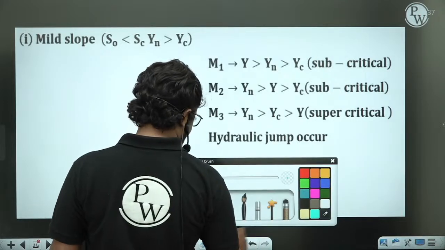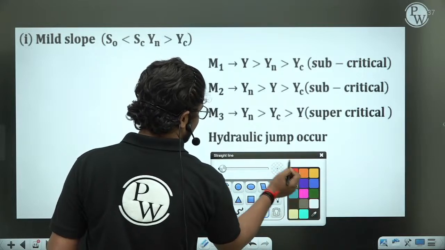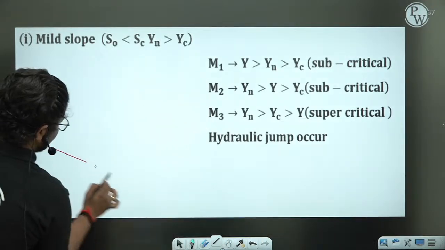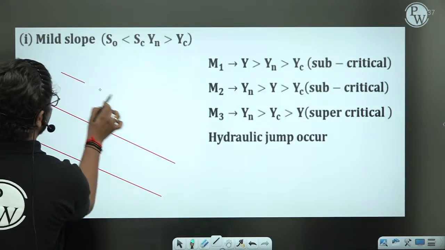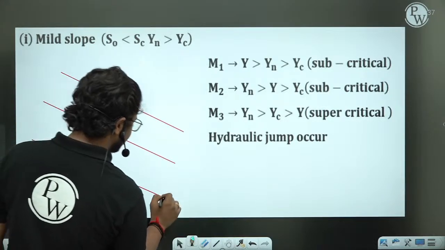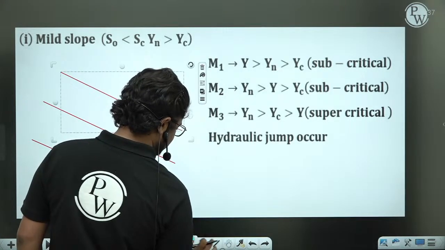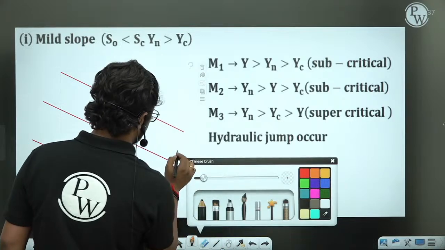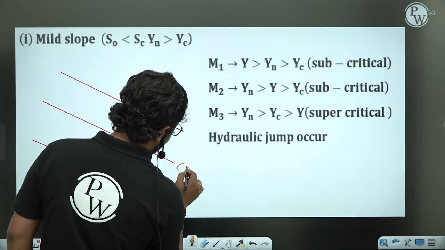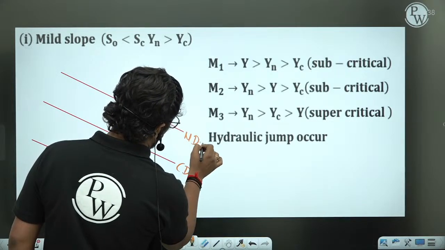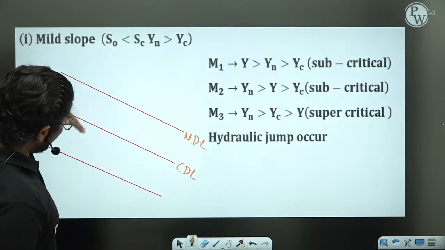So first of all, for a mild slope, let us draw 3 lines. Channel bottom, then this is the critical line, then this is the normal depth line. Let us name it. This is NDL, sorry, this is CDL, critical depth line. This is the normal depth line. So 3 water surface profiles are going to occur: M1, M2, M3.